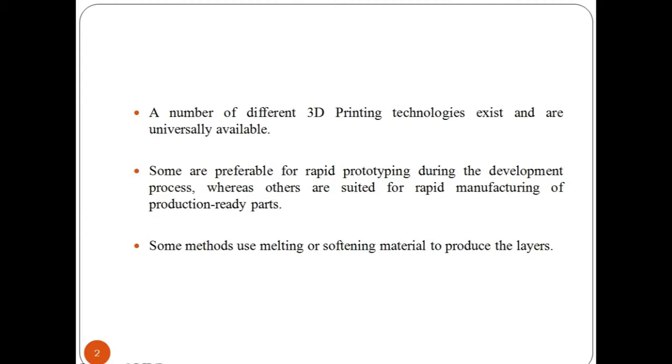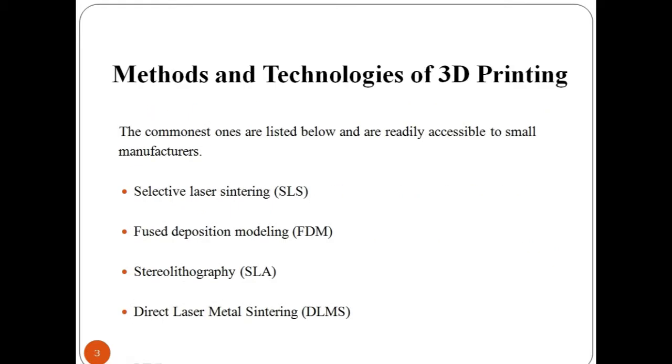Before we start, let us discuss its role. There are several ways to realize an object with a 3D printer, and they differ mainly in the ways layers are built to create the final object. Different methods are used for rapid prototyping and rapid manufacturing, and one is melting or softening material to produce the layers. Selective laser sintering and fused deposition modeling are the most common technologies using this way of printing.